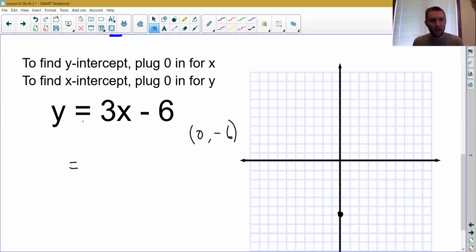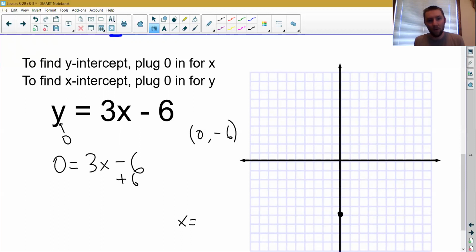So again, I'm going to take 0 and put it in for y. The whole left side of the equation is just going to say 0, and that's equal to 3x minus 6. Now my job is to get the x value alone, because I'm trying to figure out what x equals in this case, where this graph is crossing over my x-axis. Remember, in order to get x by itself, I have to undo the things that I see being done in the opposite order of operations.